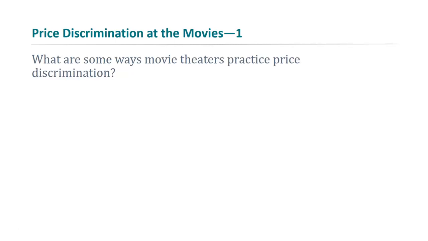Let's look now at some examples of types of firms that practice price discrimination and how they do it. One good example is a movie theater. What are some of the ways movie theaters practice price discrimination? They do it actually in more than one way. One is the time of the show.